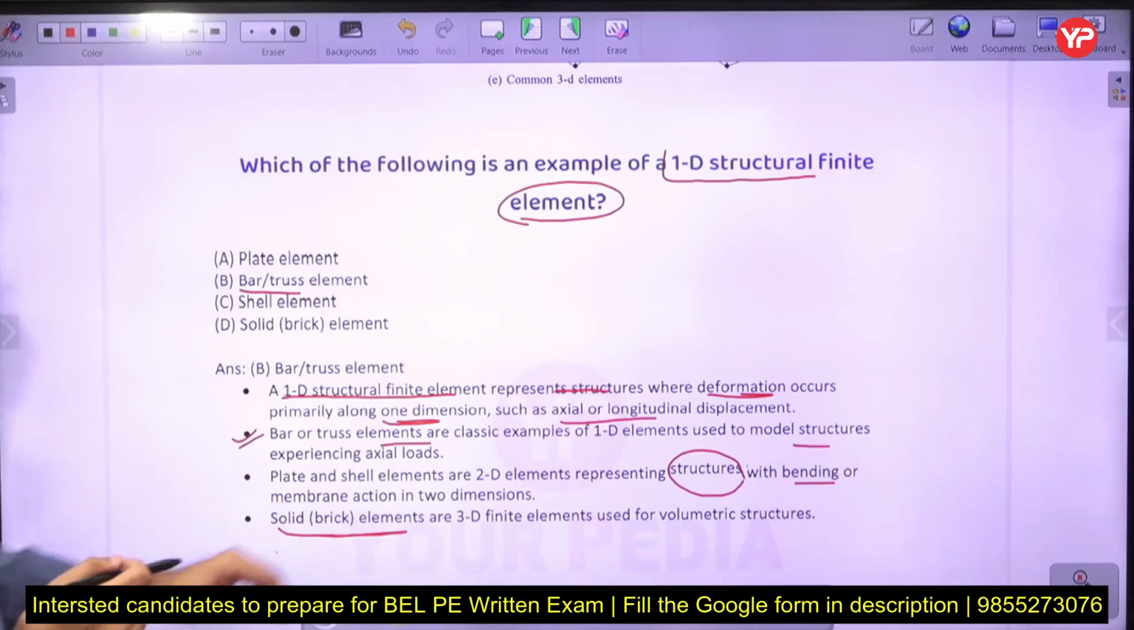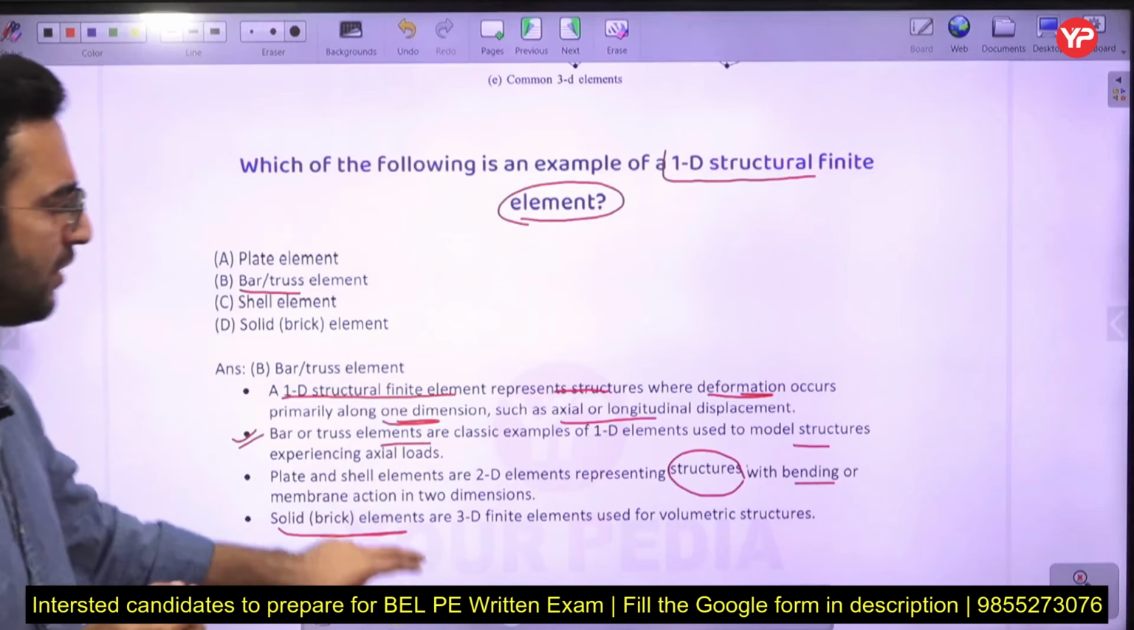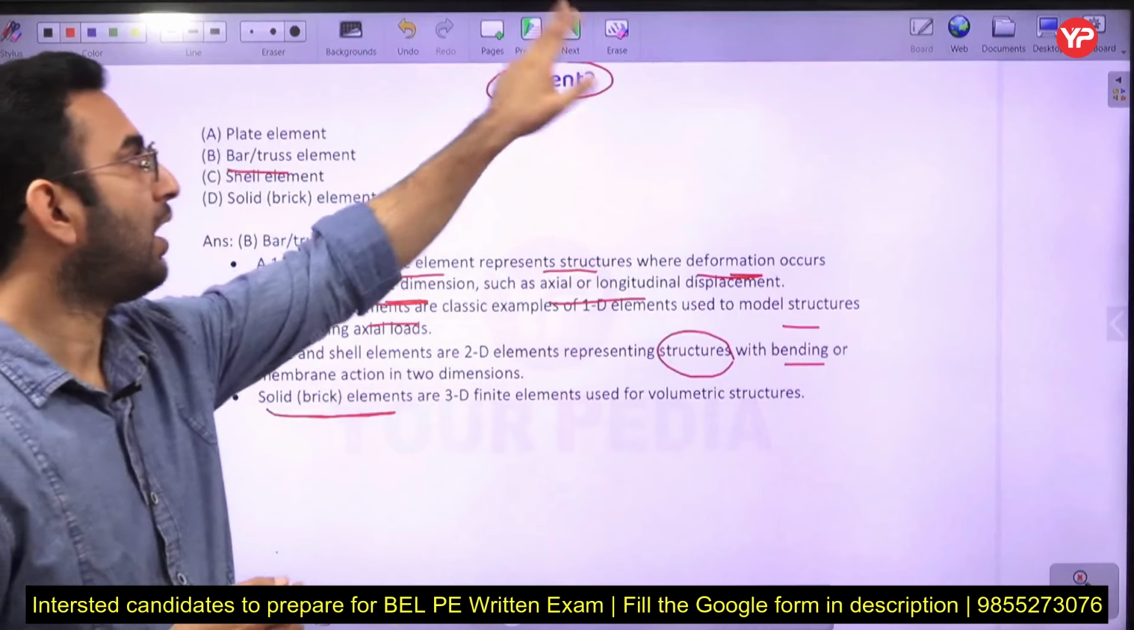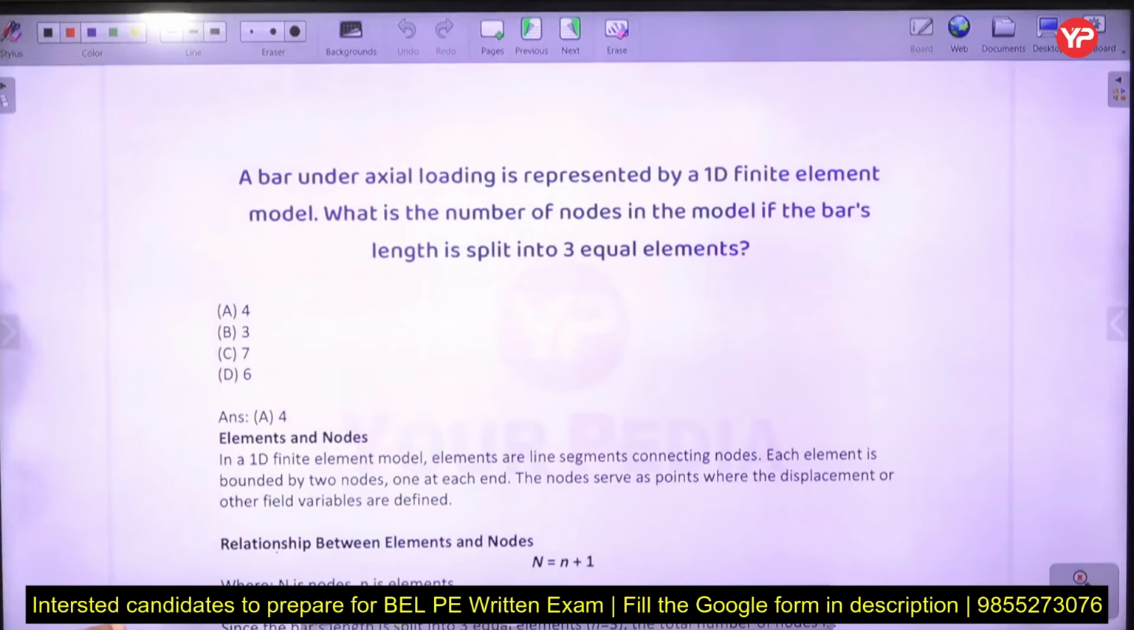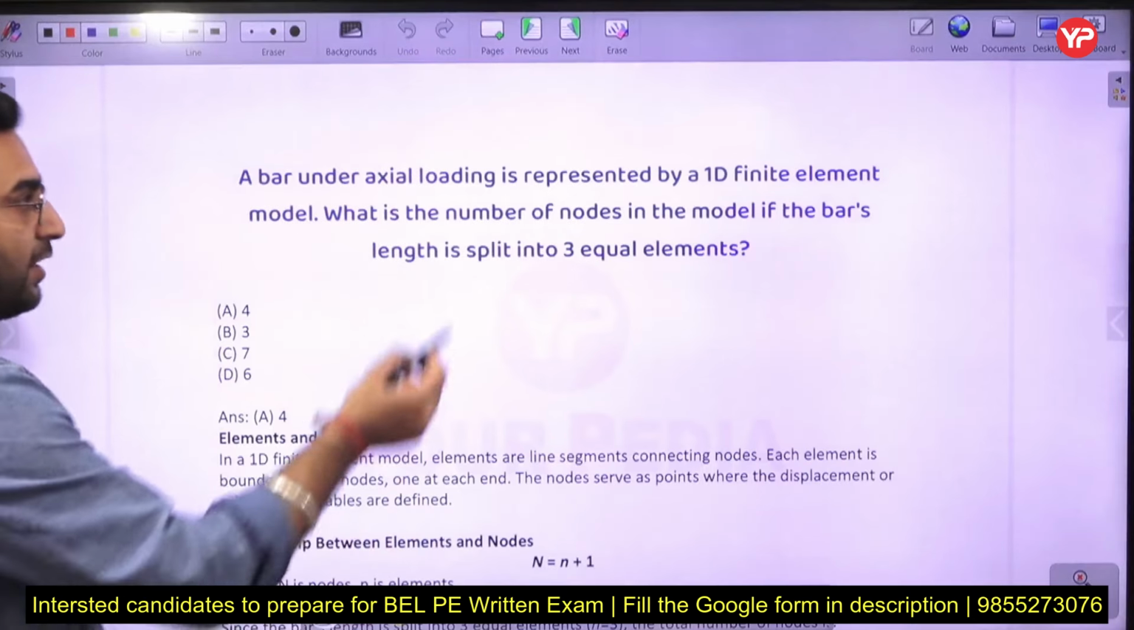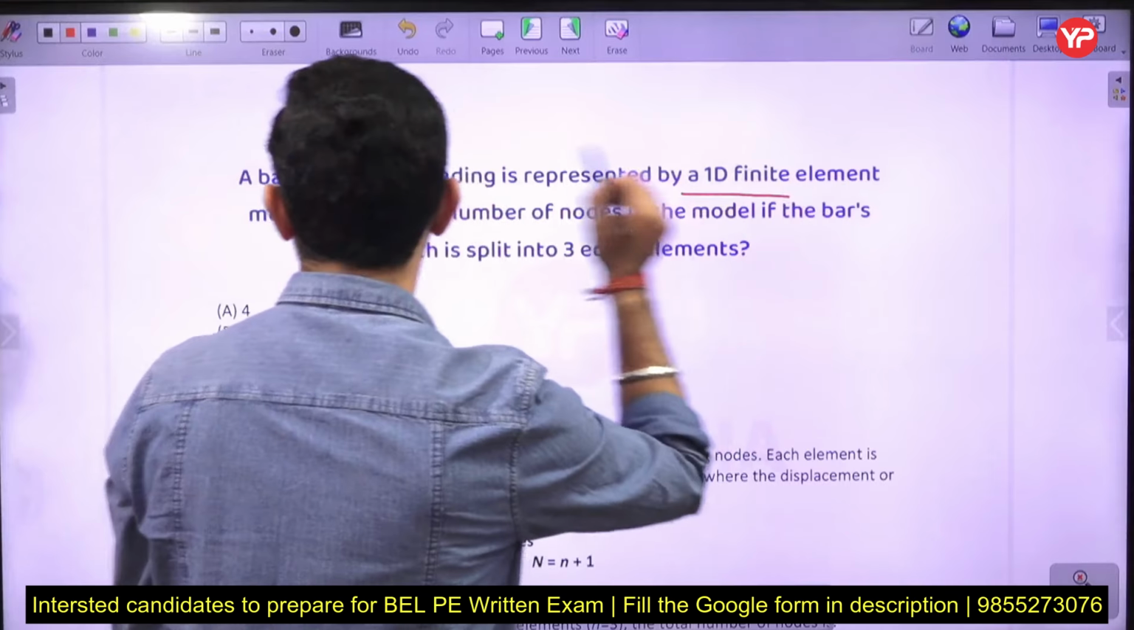Now in the FEM, just remember this one, this is a little bit important part for you. Now coming back to the next question: a bar under axial loading is represented by the 1D finite element model.